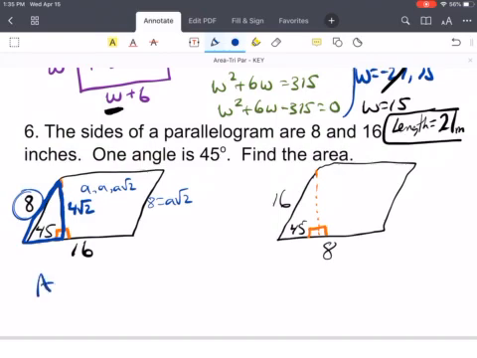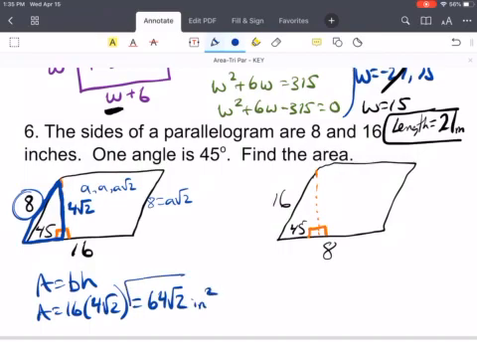Now we have the area is equal to base times height, 16 for the base and the height of 4 root 2, which is 64 root 2 inches squared.